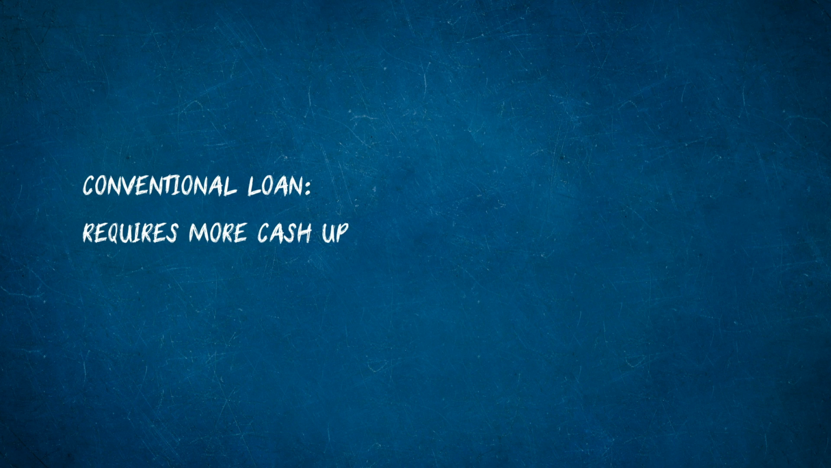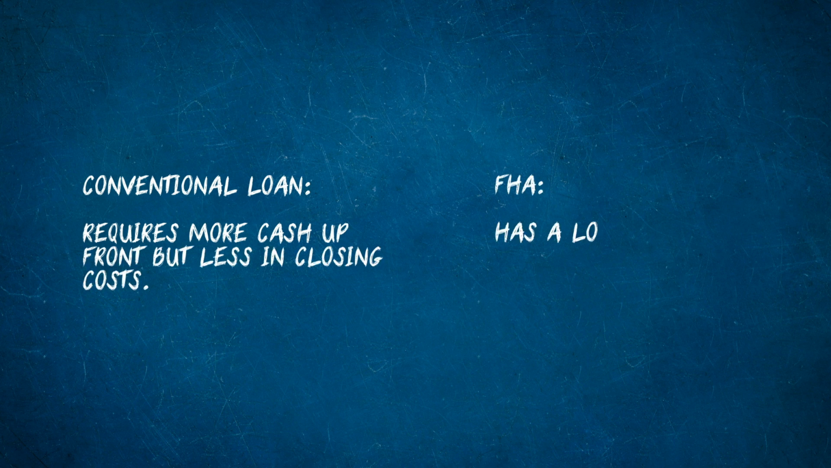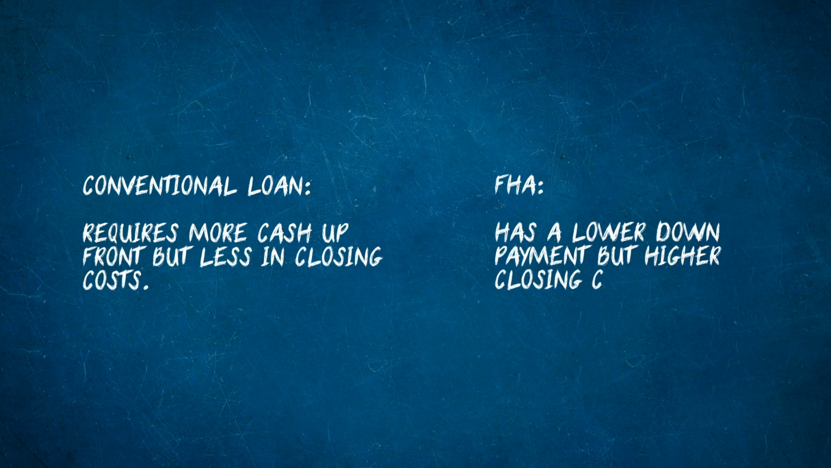Conventional, $10,132, FHA, $8,707. Section J, total costs. This is the grand total, D plus I. Conventional, $16,834, FHA, $27,146. So right away, you see that FHA's loan has a lower down payment, but higher closing costs.